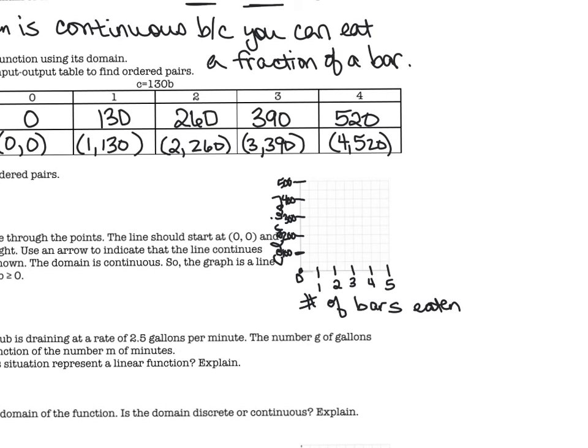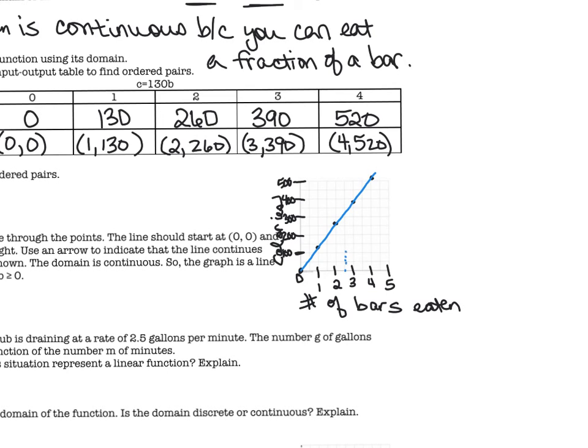So the first ordered pair is 0, 0. 1 goes to 130, so above 100, below the 150. 2 goes to 260, so we go to 200, and then a little bit above the 250 line. 3, we're just below 400 at 390. And then 4 bars, we're going to be above 500, about there. So because this is continuous data, we can connect these to make a straight line.